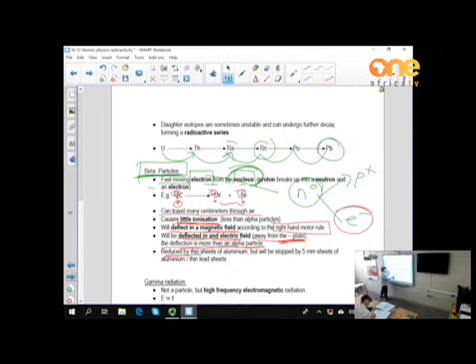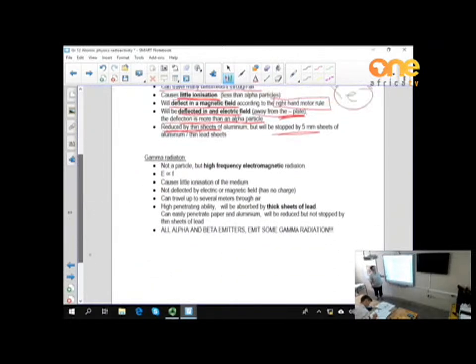We can reduce the amount of beta particles by very thin sheets of aluminium, for example, aluminium foil. It will be stopped by approximately 5 millimeter sheets of aluminium or thin lead sheets. Why lead? Lead is very dense. Okay, so the nuclei are closer together in the crystal lattice, so it's harder for something to get through it. That is why they use lead to stop the radiation. All right, it's fairly cheap and it's freely available, etc. Okay, that is beta radiation or beta particles.